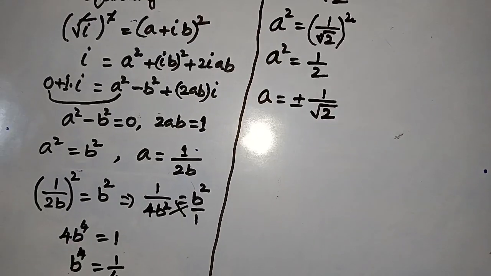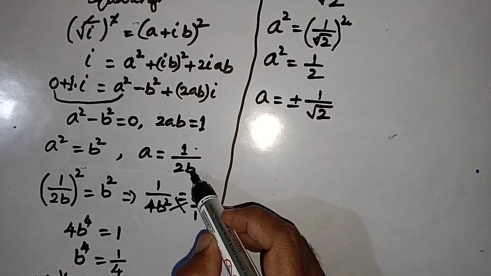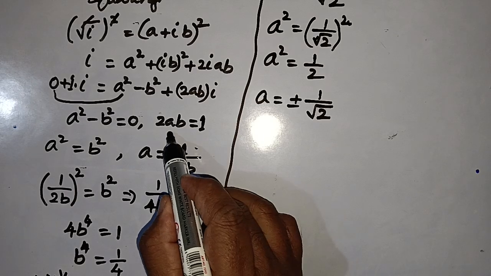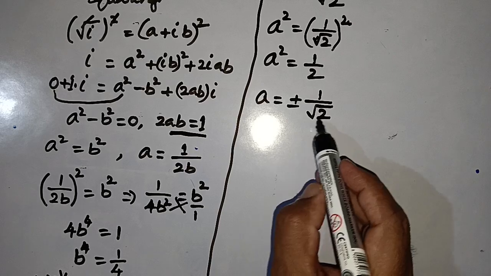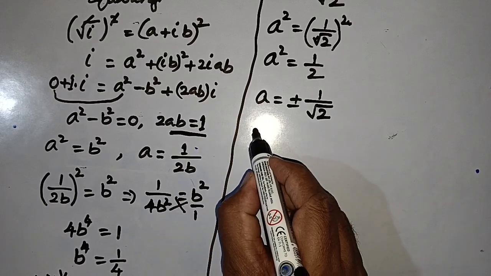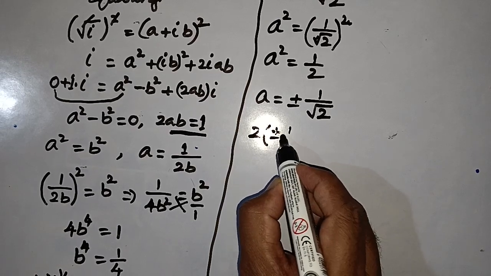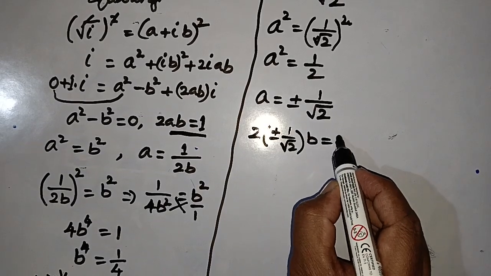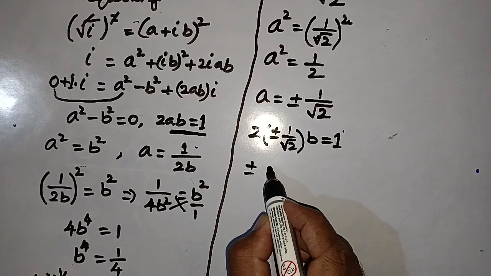And here we have a relationship that a is equal to 1 by 2b, or this you can take it, 2ab is equal to 1. So here we have a is equal to plus or minus 1 by root 2. We substitute this value here. So 2 into plus or minus 1 by root 2 into b is equal to 1. So this plus or minus we can write here.